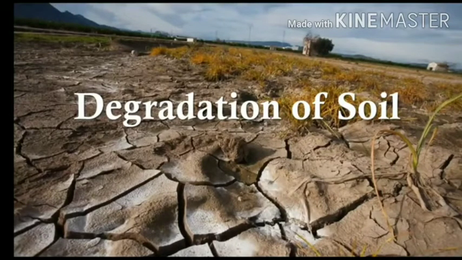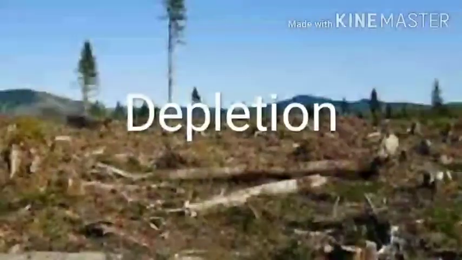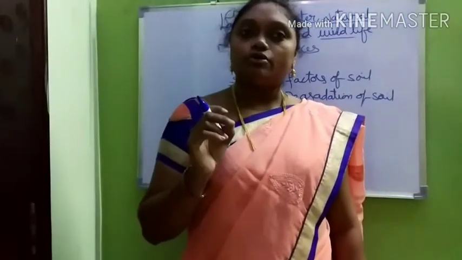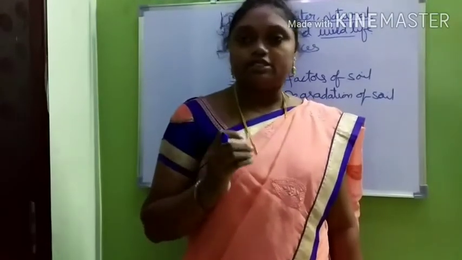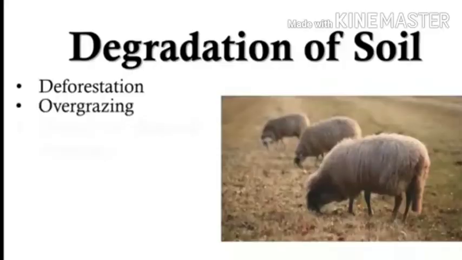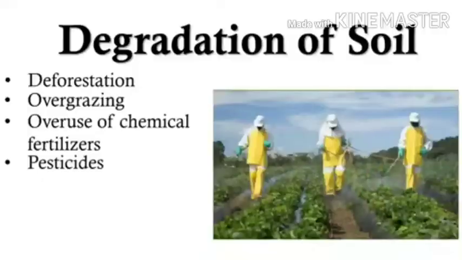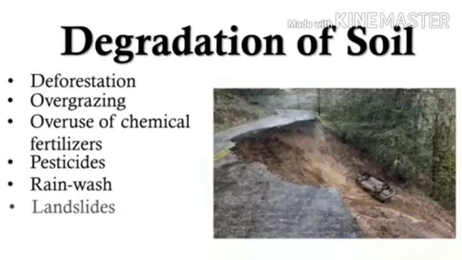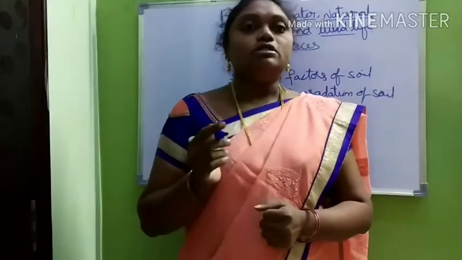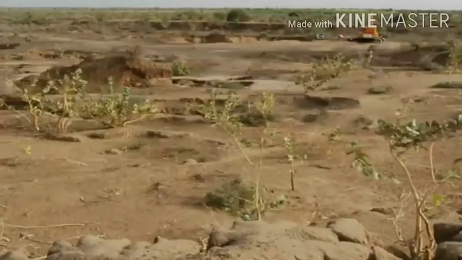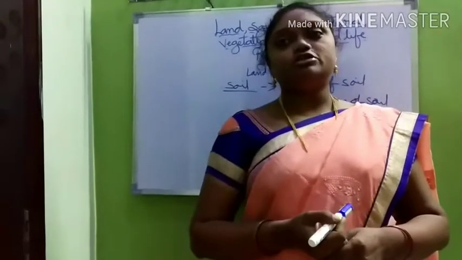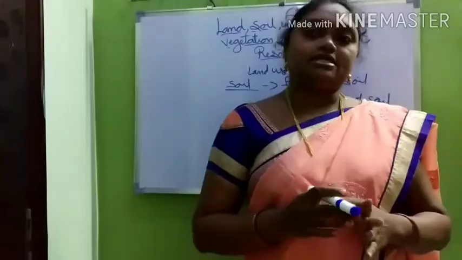Degradation of soil. What is the degradation of the soil? Soil erosion and depletion are the major threat to soil as a resource. The factors which lead to soil degradation are deforestation, overgrazing, overuse of chemical fertilizers, pesticides, rainwash, landslides and floods. So this we call degradation of soil, and these are the factors which lead to soil degradation.